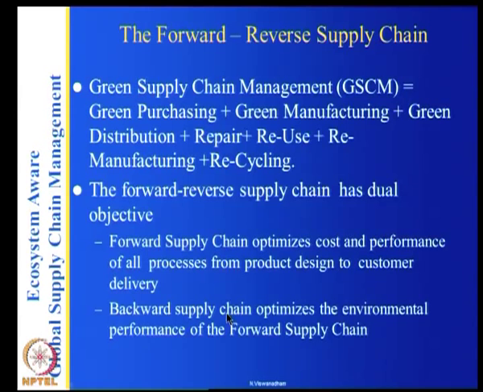I mean, the backward supply chain is important even without the green regulations, because it optimizes the use of resources, optimizes the use of the delivery mechanisms, minimizes the cost, and so on. So the dual objectives become very important here.